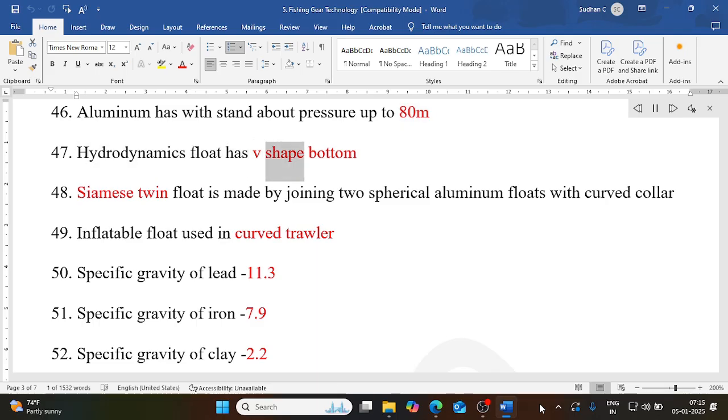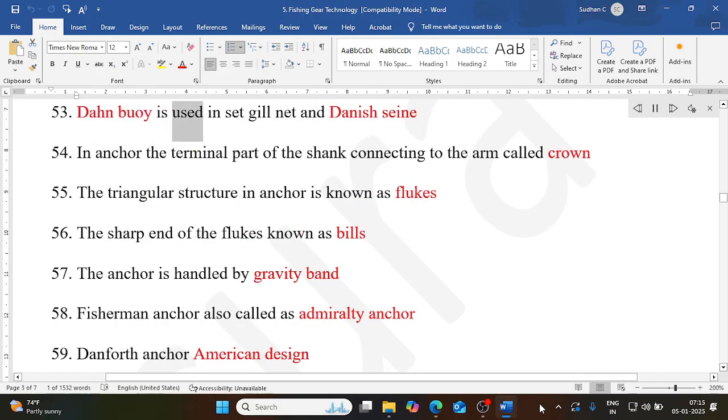Hydrodynamic floats have a V-shaped bottom. Siamese twin float is made by joining two spherical aluminum floats with a curved collar. Inflatable floats are used in trawlers. Specific gravity of lead is 11.3. Specific gravity of iron is 7.9. Specific gravity of clay is 2.2. Dan buoy is used in set gill net and Danish seine.